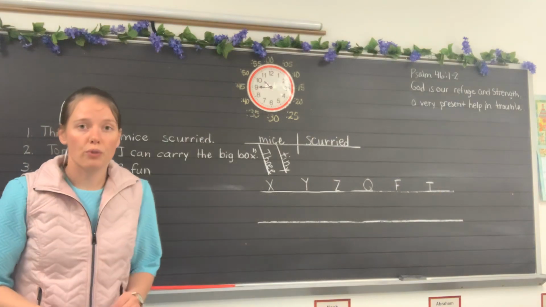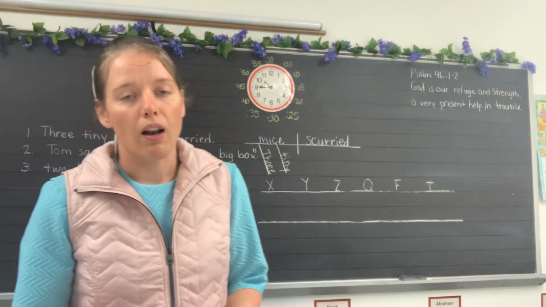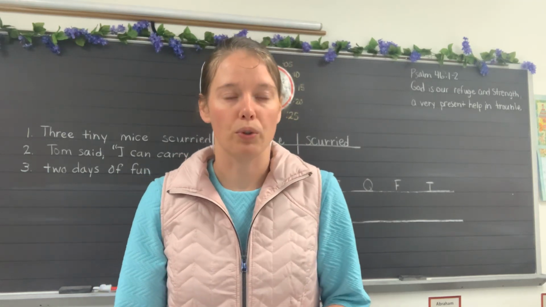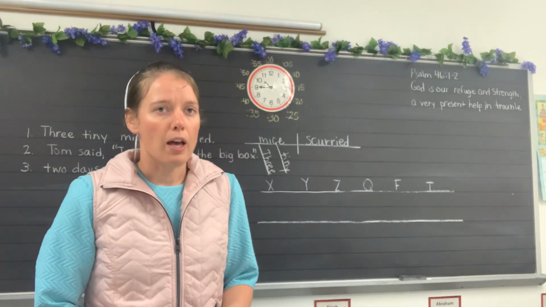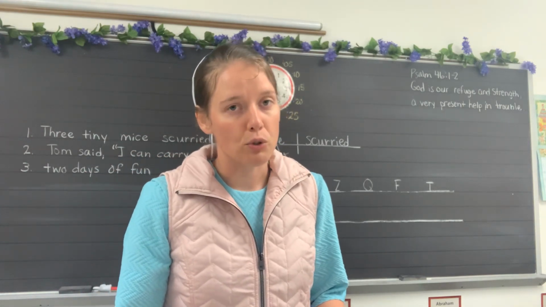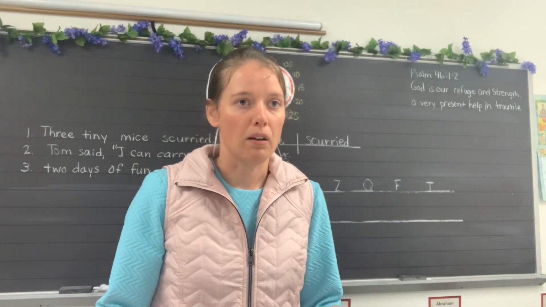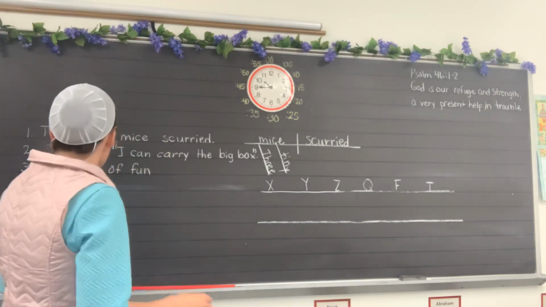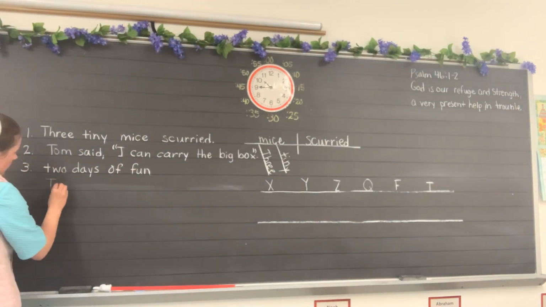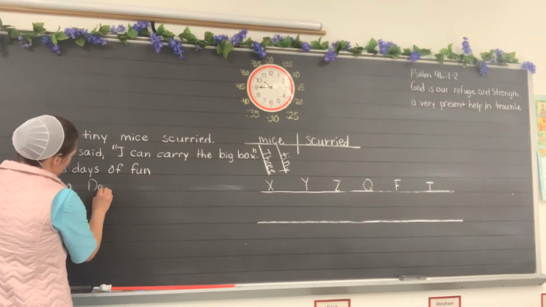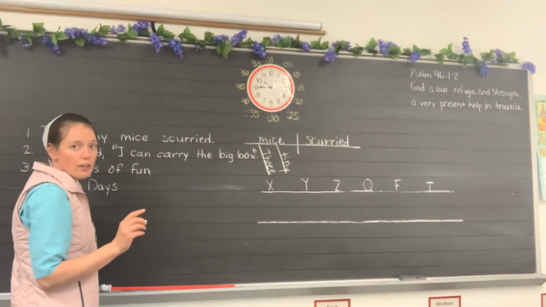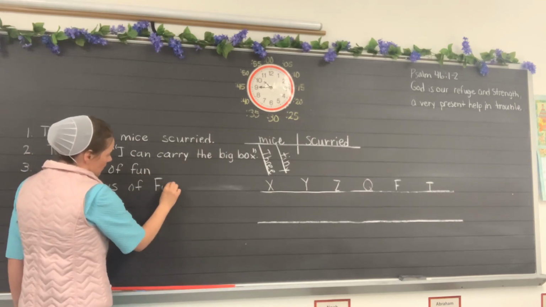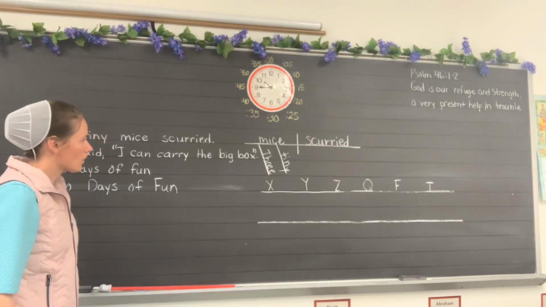Do you still remember the rules for titles? Every first and last word of a title gets capitalized. And then also the ones in between, unless they're small words like of, and the. All right, so we have 2 days of fun. We will capitalize 2, and then days. Of is a tiny word, so that does not get capitalized. And fun gets capitalized since it's the last word.